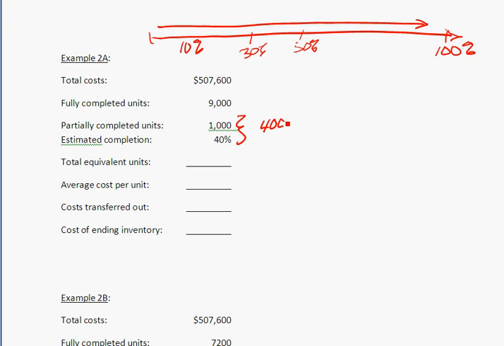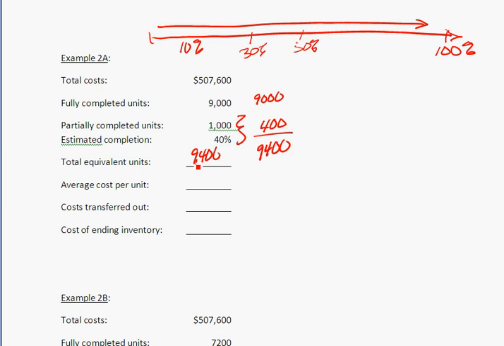This is similar to the idea that if we have 2 half beers, then that's equivalent to 1 full beer. So again, anything that was fully completed will be 100% complete. So we'll have 9,000 fully completed units that went out. We'll have 400 equivalent units in ending work in process. So our total equivalent units for the month or the period will be 9,400 equivalent units.